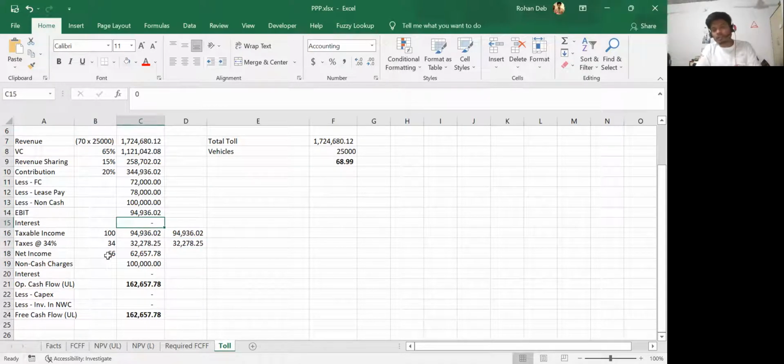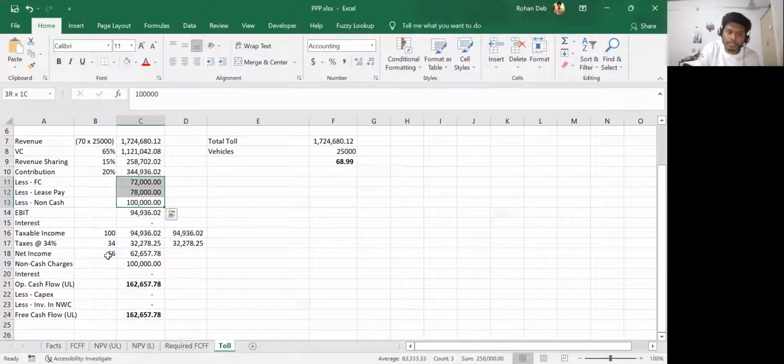Interest, obviously we are considering again that there's no debt here. Question may ask you for an unlevered thing, but I don't expect that. So there's no interest payment that we are making. So the EBIT would be 94,000. So basically it will be the same thing. Non-cash and these are the fixed payments. So fixed costs, lease payments, non-cash, so depreciation, these have been reduced from the contribution.